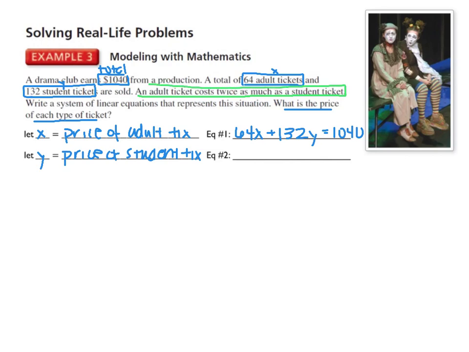But then, the second equation. An adult ticket costs twice as much as a student ticket. So I know the adult price is 2 times the student price.